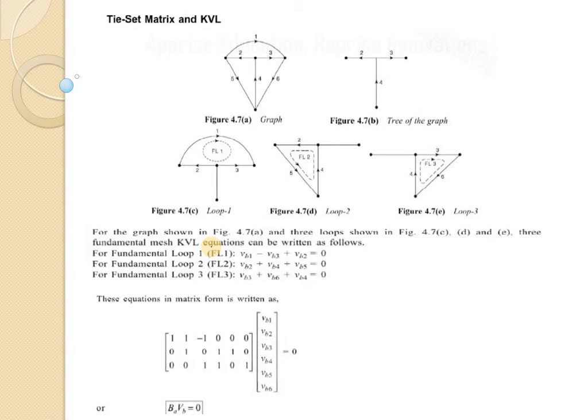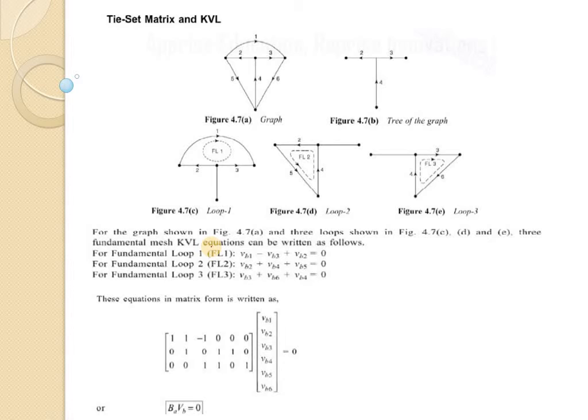For example, we have taken a graph which is shown in the figure, and from the graph we know that we will omit those branches which will form the loops of the graph, and the remaining part will be the tree. So here 4.7b is the tree, and each and every loop we have separately taken. So from the graph shown in the figure and the three loops shown in figures C, D and E, the three fundamental mesh KVL equations can be written as follows.